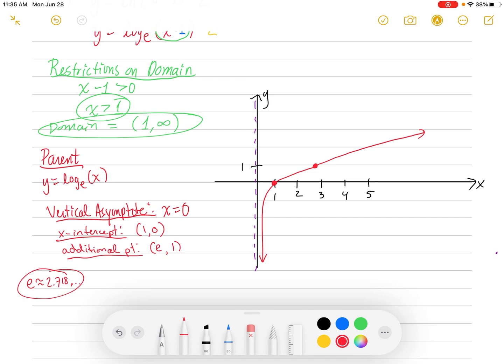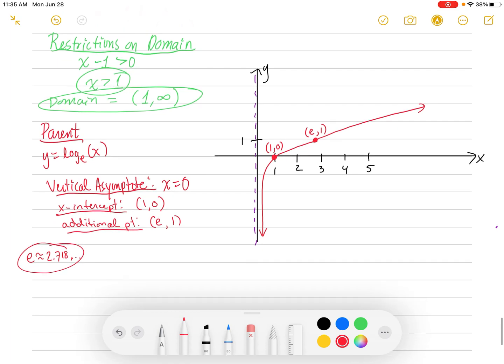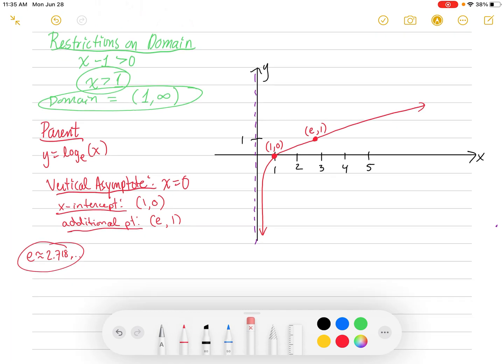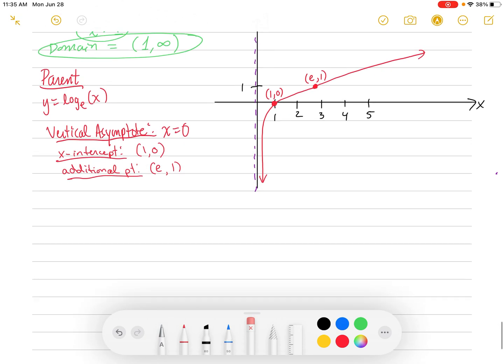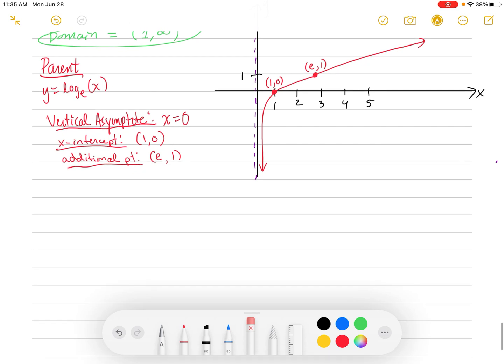So for the parent, we're going to connect those 2 points, and we're going to go off to positive infinity as we go to the right. And as we go to the left, we're going to go down to negative infinity towards the asymptote. So these points are (1, 0) and (e, 1). Okay, so now I've got to do my transformations.